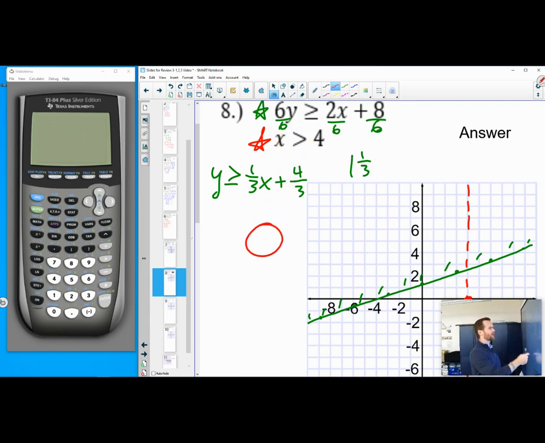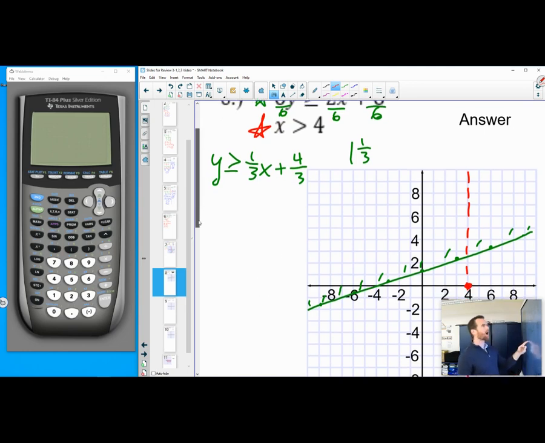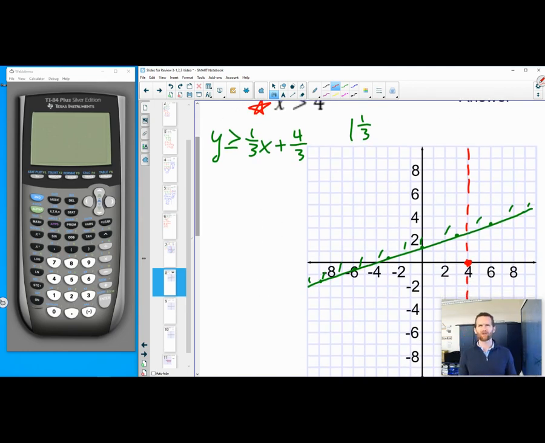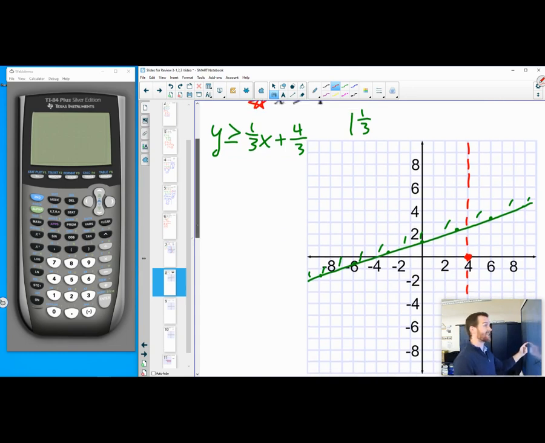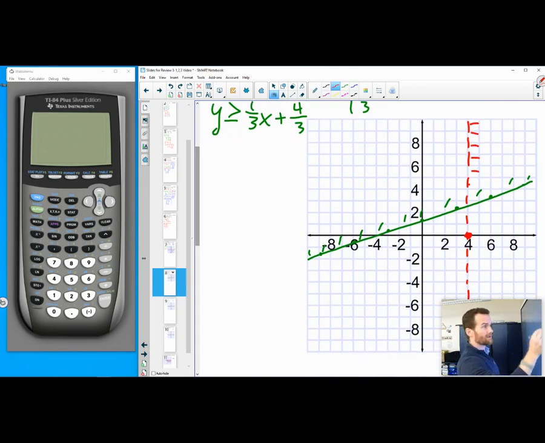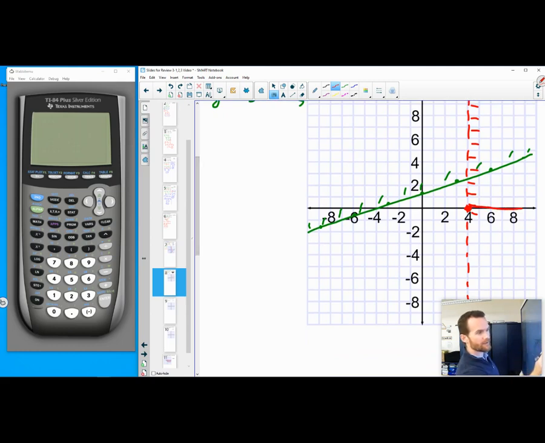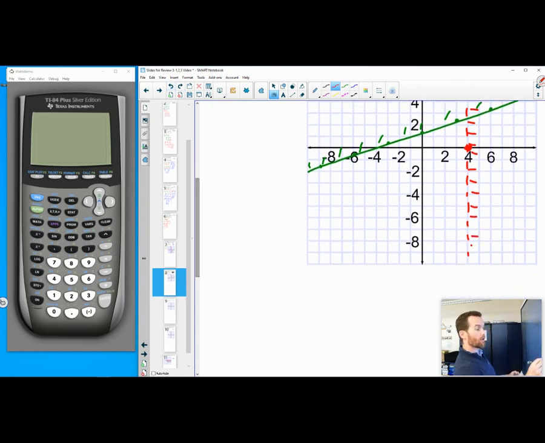So if x is bigger than our number, if we think x being bigger, do we think left or right? Well, I think right, because that's where the bigger numbers are. Moving to the right, that's how we get bigger. Moving to the right, it's like, okay, 5, 6, 7, 8, 9, those numbers are getting bigger. So we're shading to the right of the red and above the green.